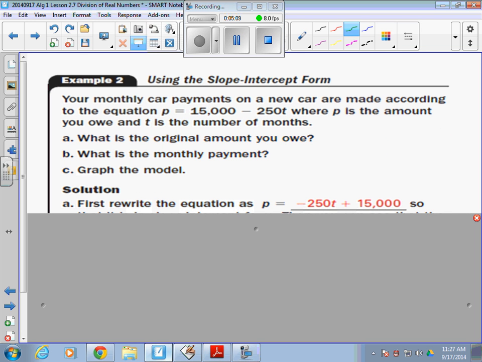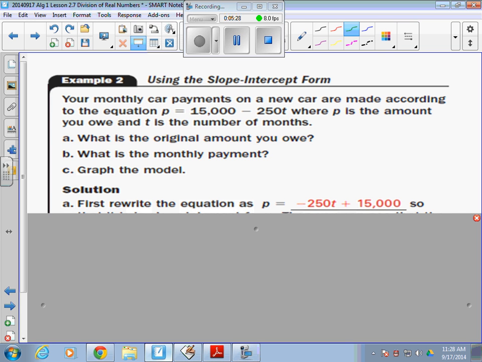Okay, example number 2 is using the slope-intercept form. It says your monthly car payment of a new car, your payments are made according to the equation P is equal to 15,000 minus 250T, where P is the amount you owe and T is the number of months. What is the original amount you owe? What is the monthly payment? And then graph the model.